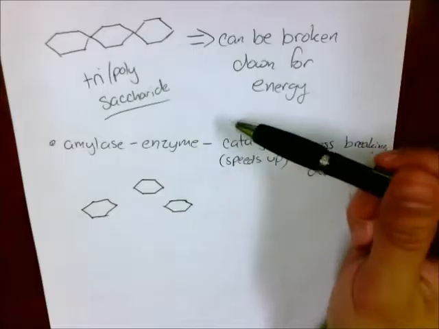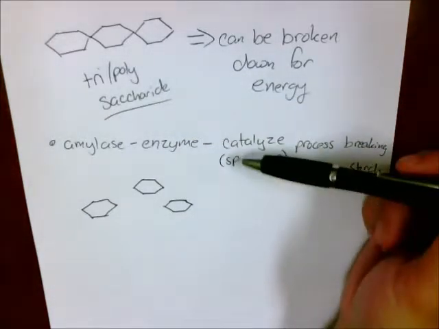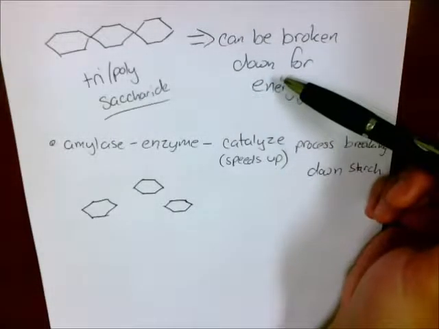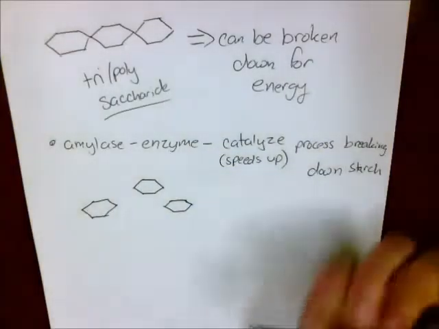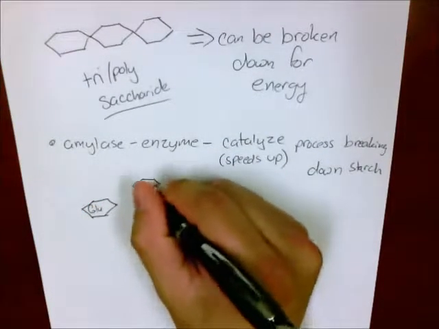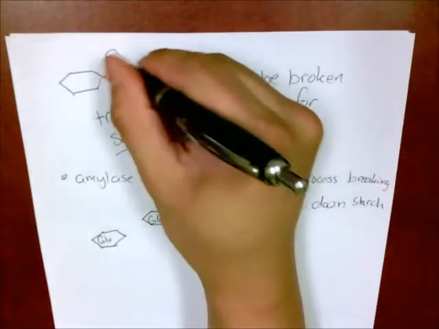But keep in mind, I told you guys that saccharides or carbohydrates are also called sugars. So when you break these down for energy and all that, you break them down into sugars. You break them down into glucose. So each of these is a glucose. Glucose. All right, but this whole thing up here, this was a starch.